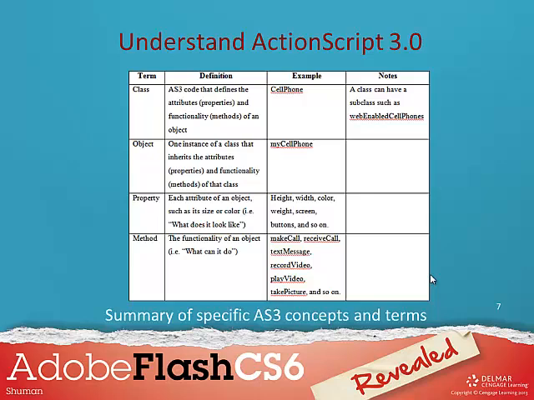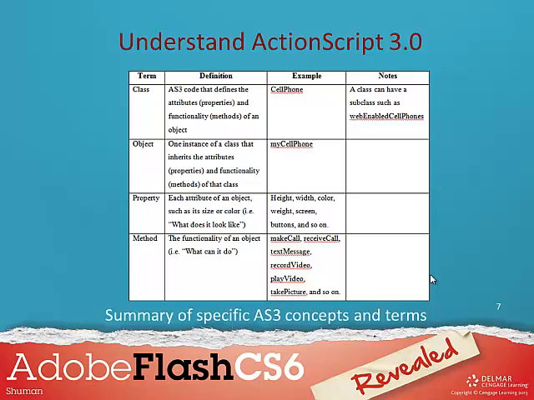And here it shows you have these terms you need to know to work with ActionScript. You have a class, AS3 code that defines the attributes or properties and functionality or methods of an object. An example would be a cell phone class, and a class can have a subclass such as smartphones. Then you have an object. It's an instance of a class that inherits the attributes, the properties, and methods of that class. An example would be my cell phone.